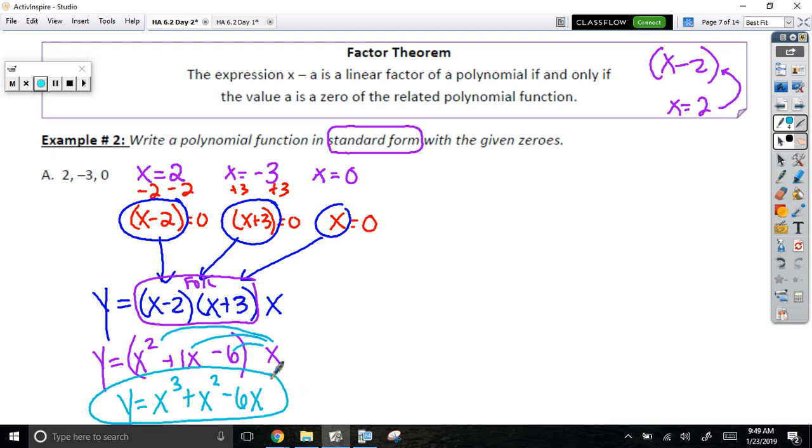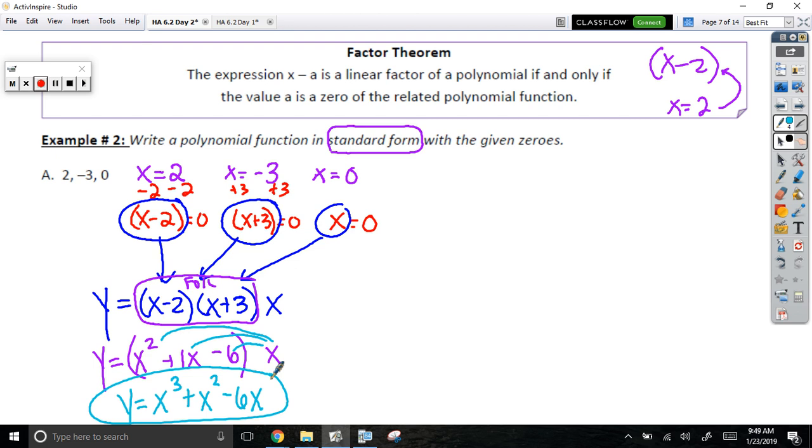And always just do a quick check at the end. The equation is a cubic function, and it should have 3 zeros. So it should be cubic. So if you ever do this and you get a quadratic or a quartic, you did something wrong. If you really wanted to check this, you could graph this in your y equals and look to make sure that those are indeed the zeros where it crosses the x-axis.